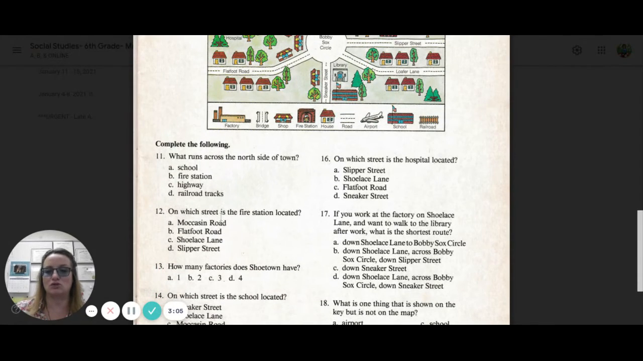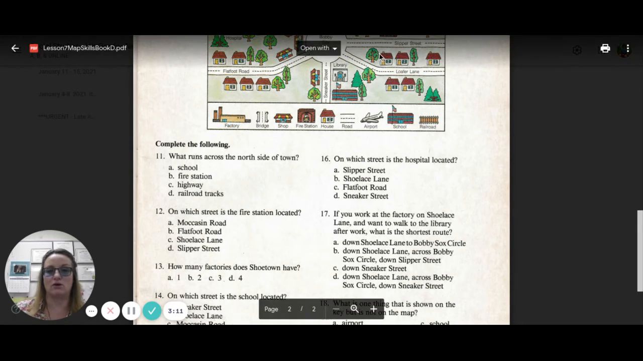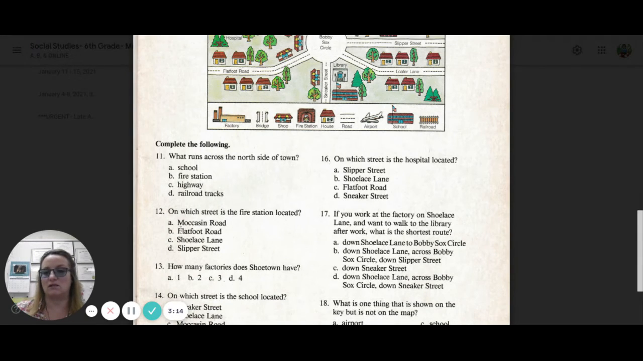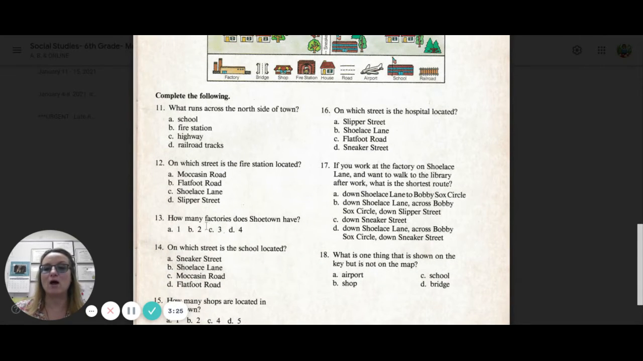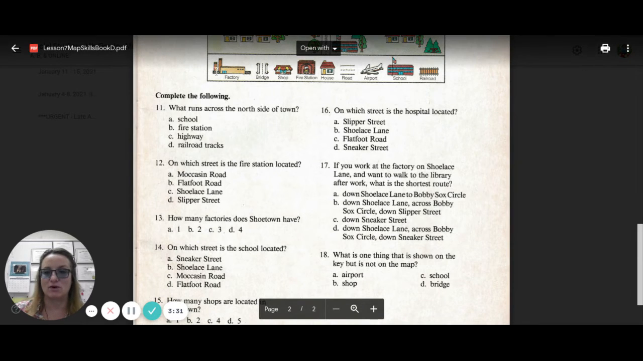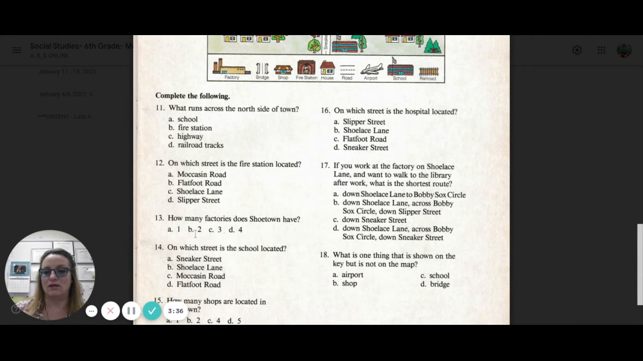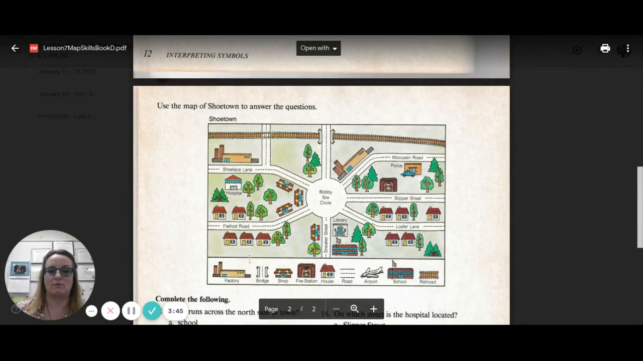Number 12, on which street is the fire station located? So you're going to look for the fire station up here in the map and then name the street. It's either A, Moccasin Road, B, Flatfoot Road, C, Shoelace Lane, or D, Slipper Street. Let's go to number 13. It says, how many factories does Shoetown have? So we're going to look up here for factories. This is what a factory looks like. And you're either going to say 1 is A, 2 is B, 3 is C, or 4 is D. So circle the letter that stands for the number of factories up here in this map.